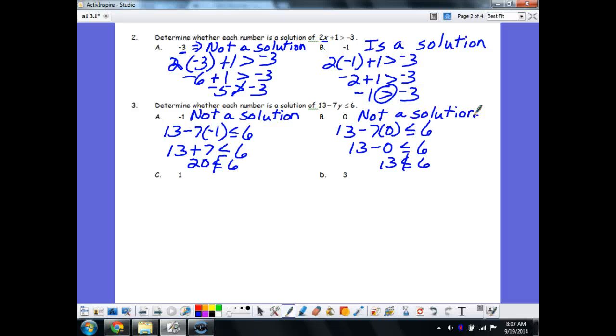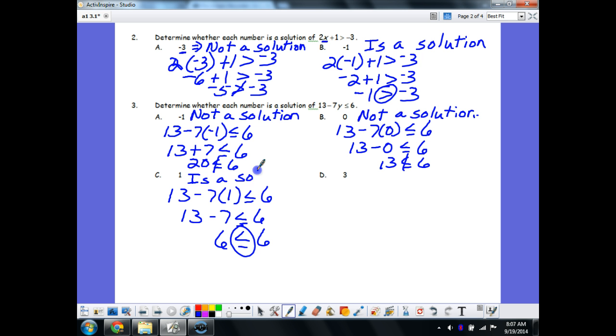Now, doing the same thing for positive 1, is 13 minus 7 times 1 less than or equal to 6? Order of operations, 13 minus 7, is that less than or equal to 6? Is 6 less than or equal to 6? Well, it is equal to. So that is true. So 1 is a solution.